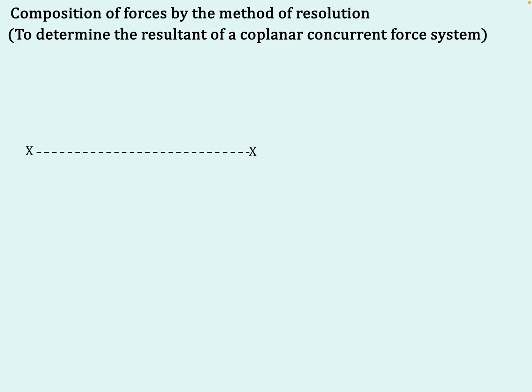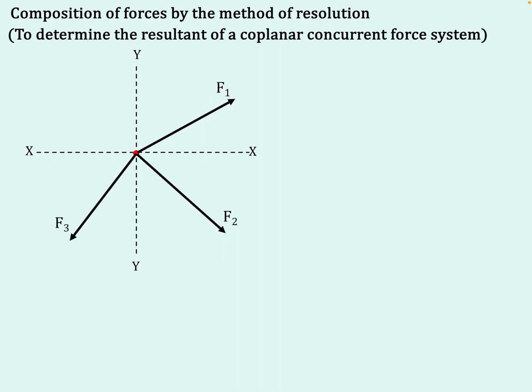Now let us first of all represent a coplanar concurrent force system by considering the x-axis and y-axis. The origin itself I will take as the point of application of all the forces. So I have forces F1, F2, F3 forming a coplanar concurrent force system. The magnitudes of all these forces should be given, but we also should know the angles made by the forces with the x direction. Even if the angle with the y direction is given, we can immediately calculate the complementary angle, and that we can call the angle made by the force with the x direction.